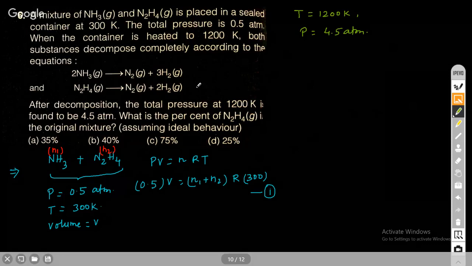Okay. Now number of moles is what? Because volume will be the same. It is there in the same container. So volume is nothing but the initial volume we have. That is V only.